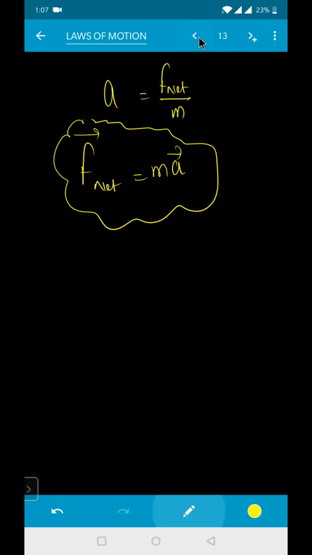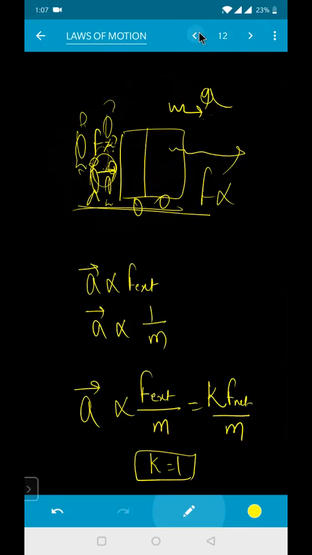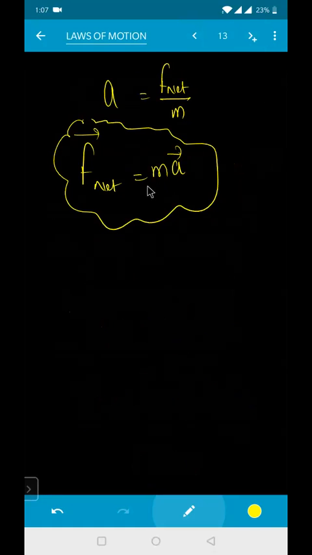This was the theoretical knowledge which Newton gave. From theoretical understanding, we got this as equation number 1 and this as equation number 2. From both of them, we got a constant. That constant we take as 1 and say that F net is equal to mass into acceleration. Is it clear for everyone?